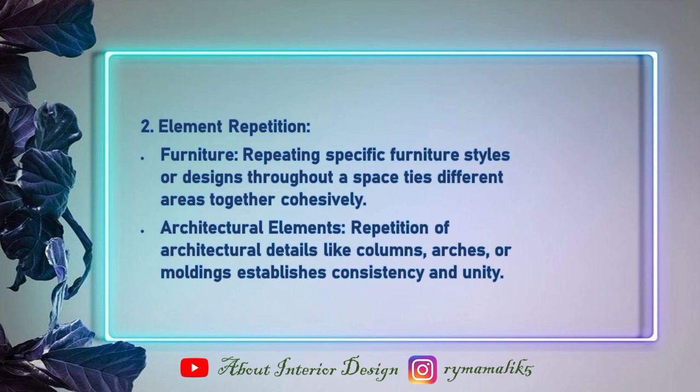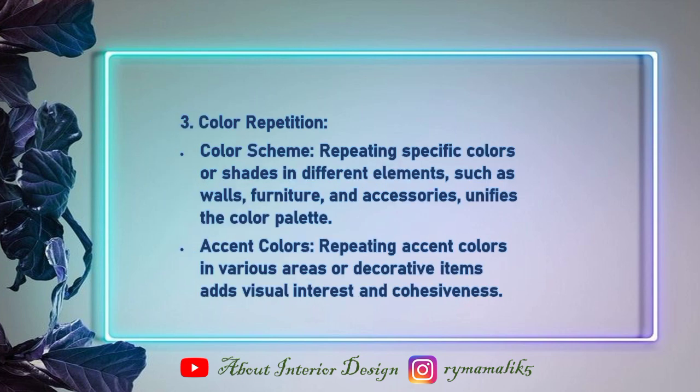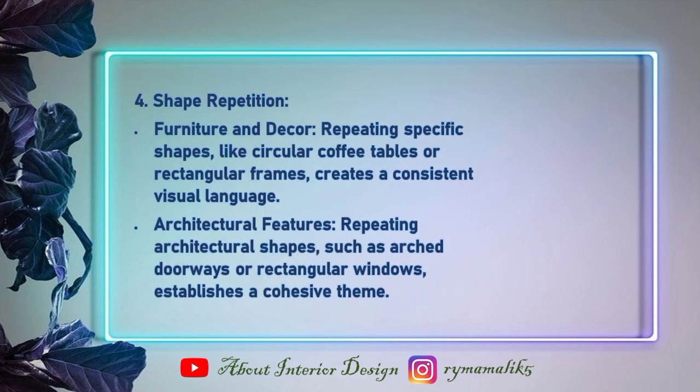Repeating specific furniture styles or designs throughout a space ties different areas together cohesively. Architectural elements. Repetition of architectural details like columns, arches, or moldings establishes consistency and unity. 3. Color repetition, color scheme. Repeating specific colors or shades in different elements, such as walls, furniture, and accessories, unifies the color palette. Accent colors. Repeating accent colors in various areas or decorative items adds visual interest and cohesiveness.